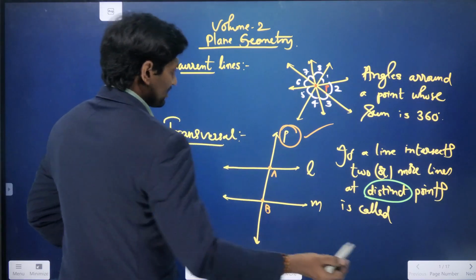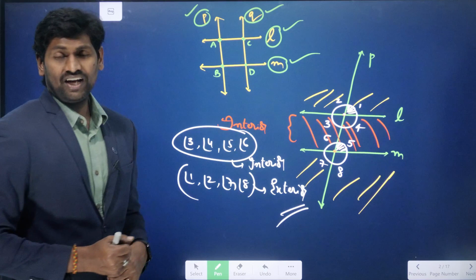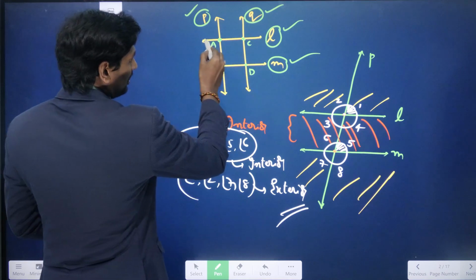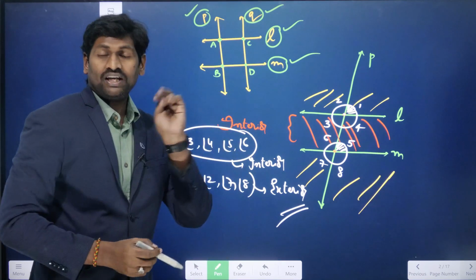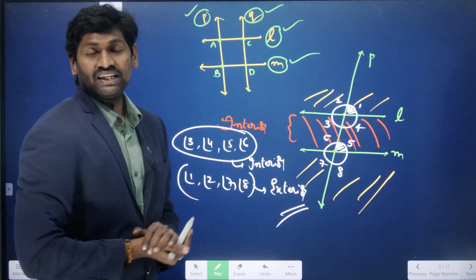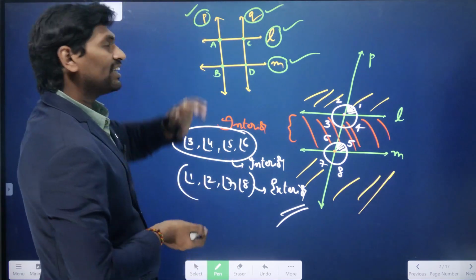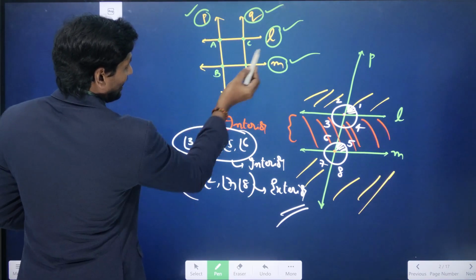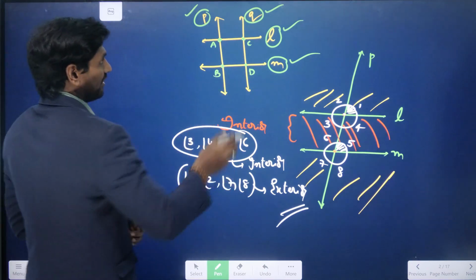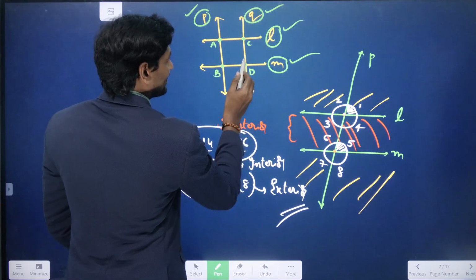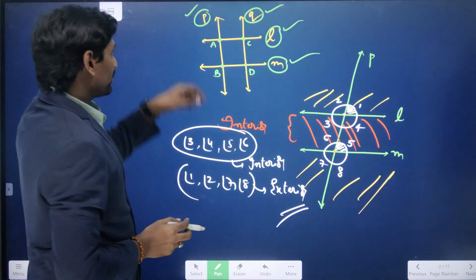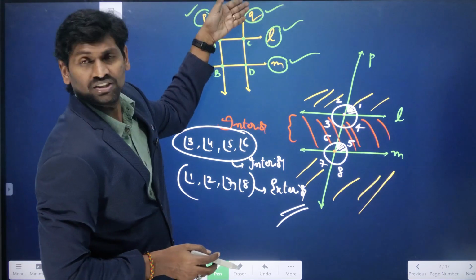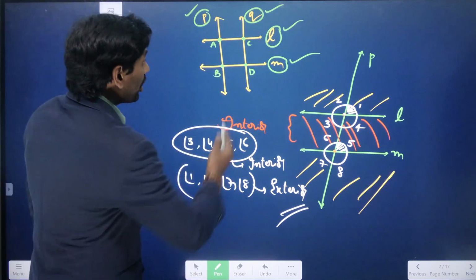Now let us go to the next concept. See here, now I am taking the lines: line P, line Q, line L and line M. Total 4 lines I have taken. Let us try to identify the transversal lines here. Can P be the transversal line? Yes. P is intersecting line L at A, line M at B. In the same way, Q intersects line L at C, line M at D. So can P be a transversal? Yes, it intersects two lines at different points. Q also intersects two lines at different points. Q is also a transversal.